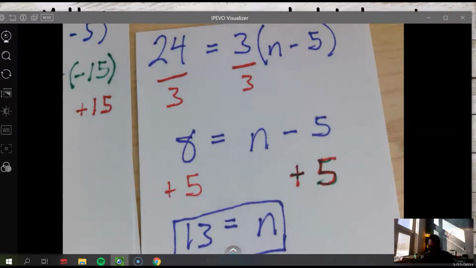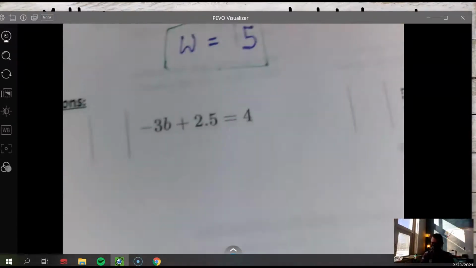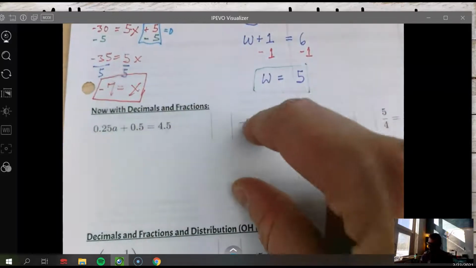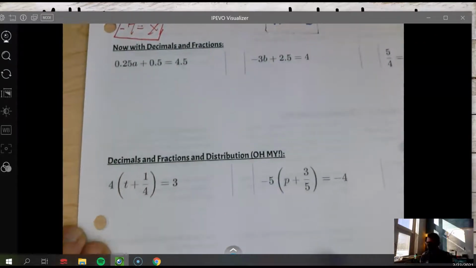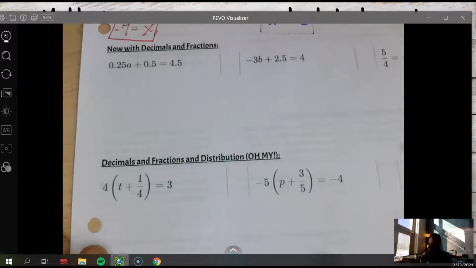All right, decimals and fractions, we're actually going to skip for the time being. We'll come back to here if we have time at the end of class. I should have really put that in a different spot. We're going to jump down to decimals and fractions and distribution.